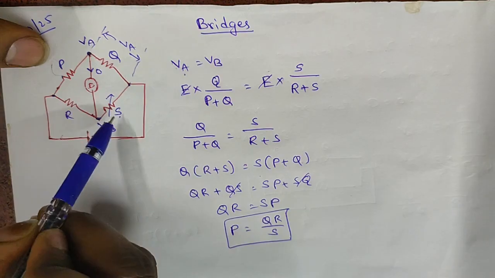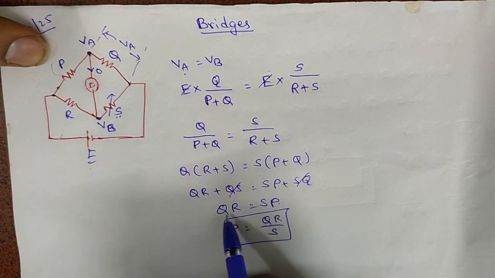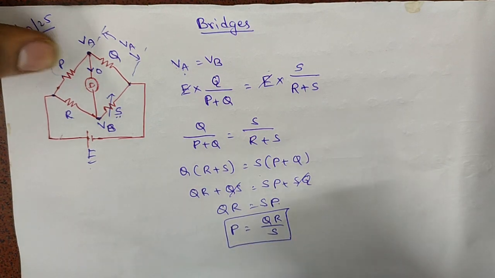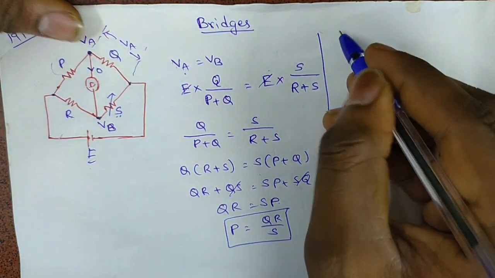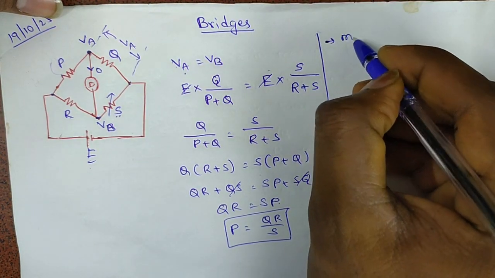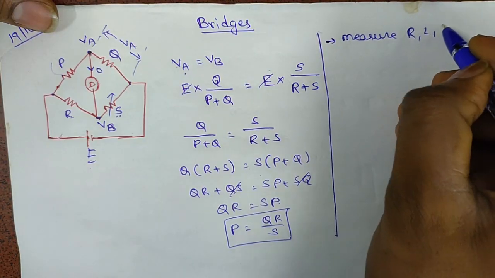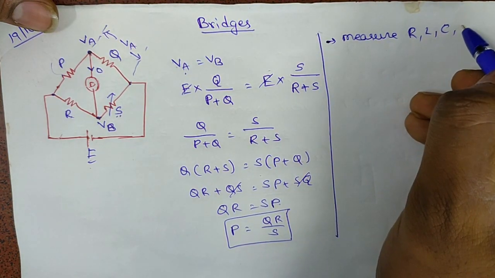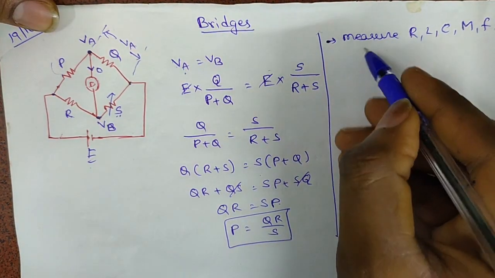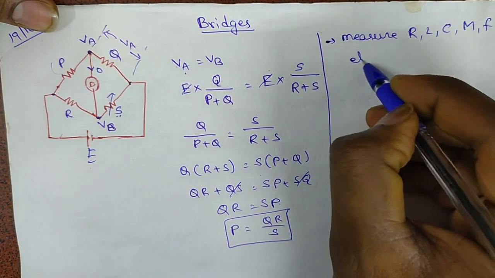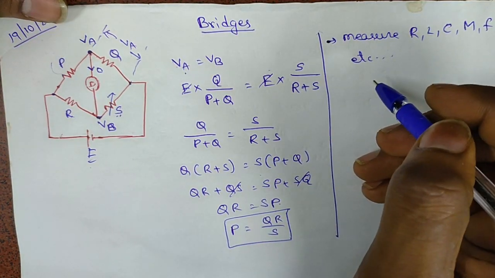Simply we can write PS is equal to QR. With the help of this bridge balancing condition, we can measure resistances, inductances, capacitances, mutual inductance and frequencies. These all can be determined using this bridge balancing condition.